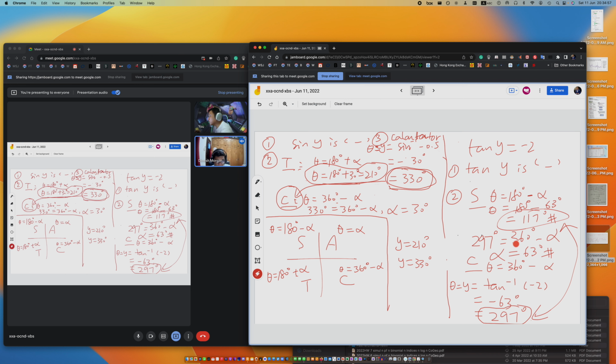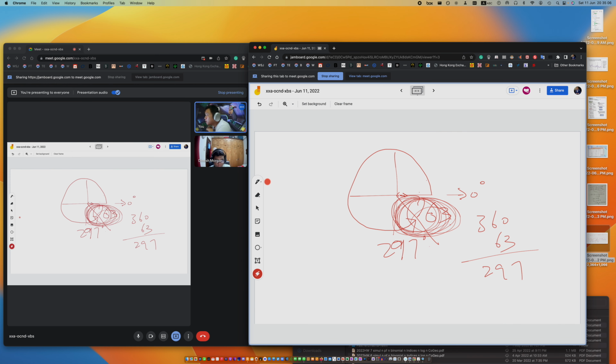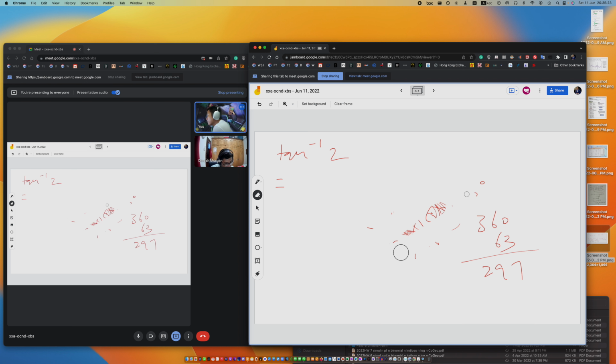Tangent inverse of a positive number. Hold on. So when you ask this question, let me go to slide 4. You ask what? Tangent inverse of a positive number, let's say 2. Can you give me the answer in degree mode? Instead of guessing, just give me the answer. Okay, 63. Take it as 63.